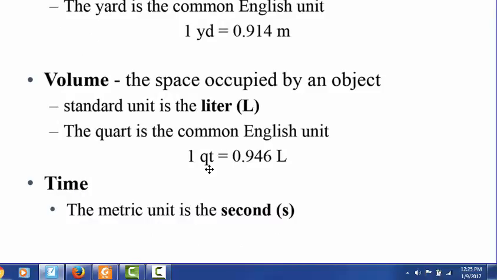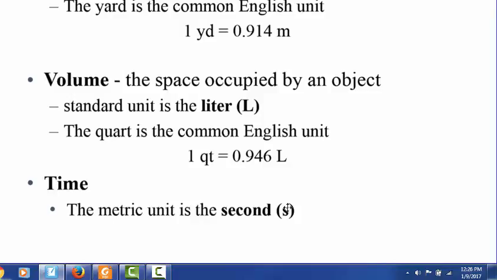So if I were to go to the store and buy a quart of heavy cream, a quart, which can also be called a quarter of a gallon, is equal to 0.9461 liters. So again, slightly smaller than the metric unit. Time. The metric unit uses seconds, so that's the only one we're probably very familiar with.